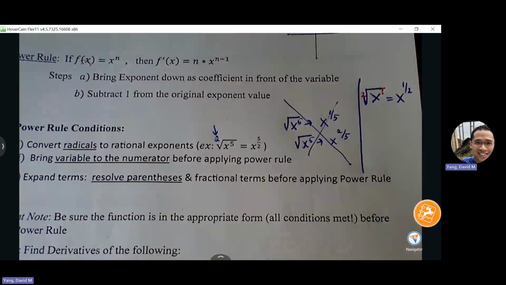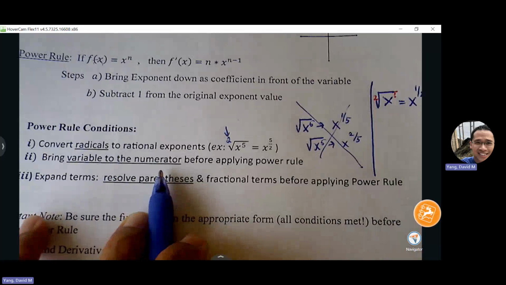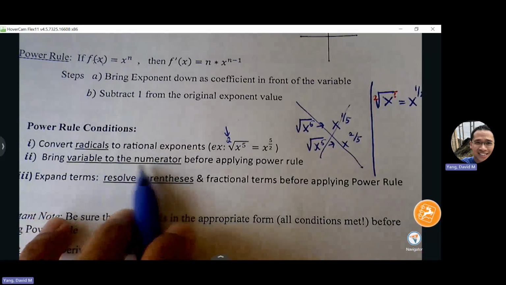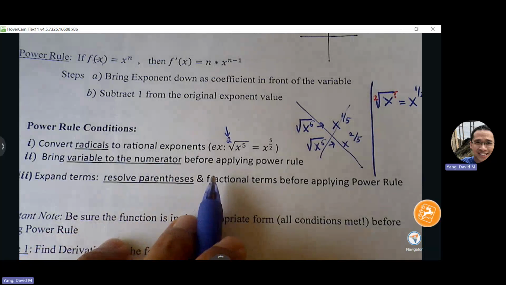Okay, so the second condition is bring the variable to the numerator before applying the power rule. So we cannot do power rule if the variable is in the denominator. Okay, it's got to be in the numerator first before we apply power rule.